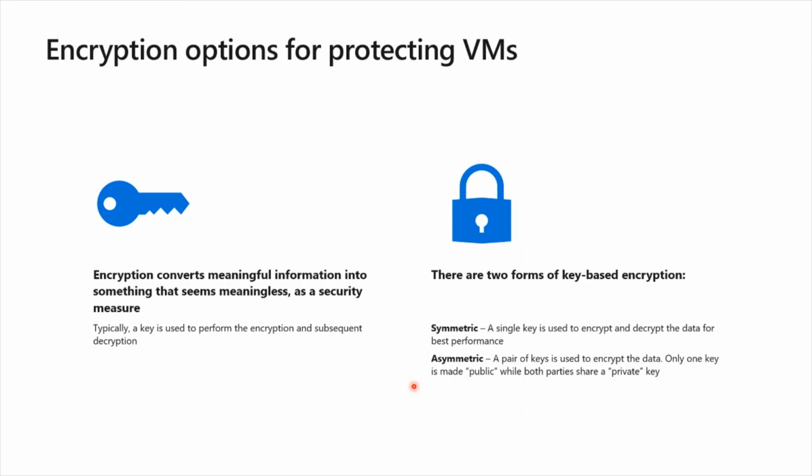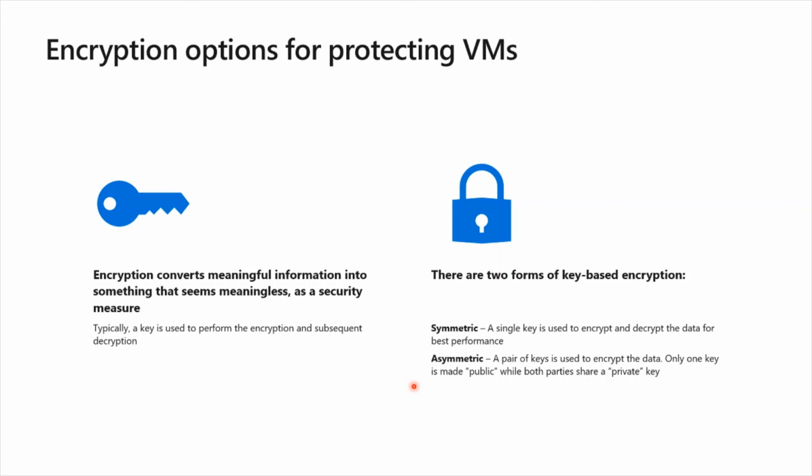So what is encryption? Encryption is converting meaningful information into something that you cannot understand, so it seems meaningless, as a security measure. Typically a key is used to perform the encryption and subsequent decryptions. There are two forms: symmetric and asymmetric.